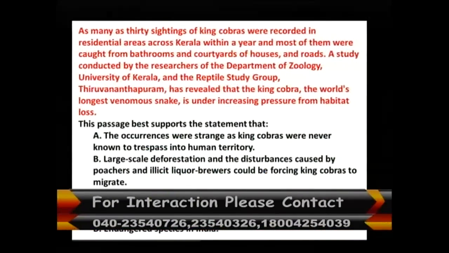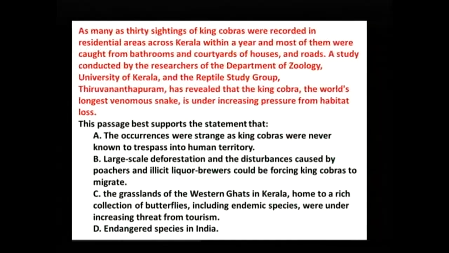As many as 30 sightings of king cobra were recorded in residential areas across Kerala within a year, and most of them were caught from bathrooms and courtyards of houses and the roads. The king cobra, the world's longest venomous snake, is under increasing pressure from habitat loss. The passage best supports the statement that the occurrences were strange, as king cobras were never known to trespass into human territory. Large-scale deforestation and disturbances caused by the poachers and illicit liquor brewers could be forcing king cobras to migrate. The grassland of Western Ghats in Kerala, home to a rich collection of butterflies including endemic species, were under increasing threat from tourism. Or it's talking about endangered species in India. Please read, understand and answer.